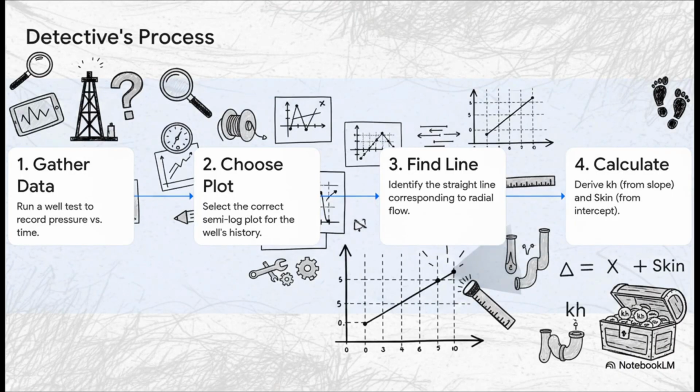So let's put it all together. Here's the detective's workflow, plain and simple. First, you get the data from a well test. Second, you pick the right tool for the job, MDH, Horner, or superposition based on the well's history. Third, you hunt down that straight line clue. And fourth, from that one clue, you calculate the grand prizes, the reservoir's flow capacity and the well's health.